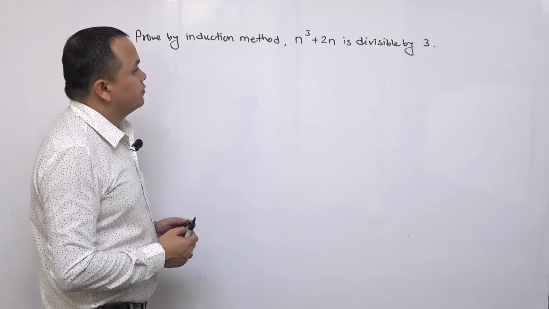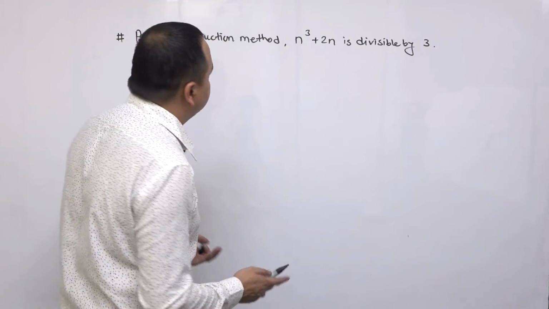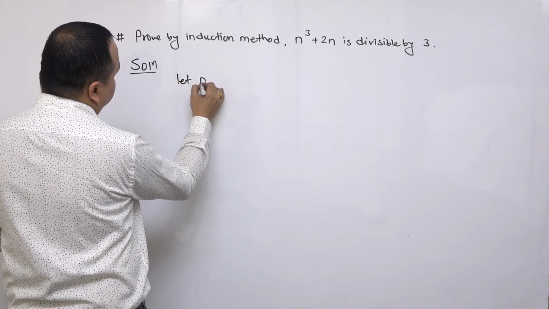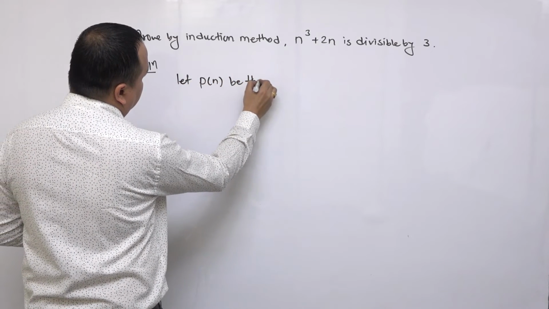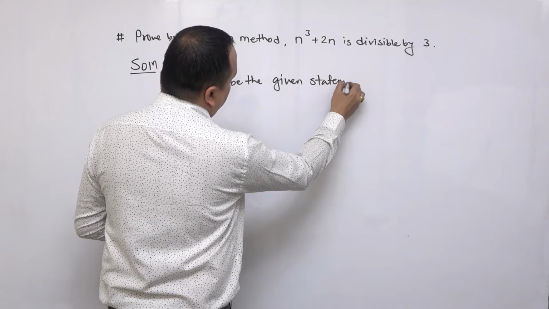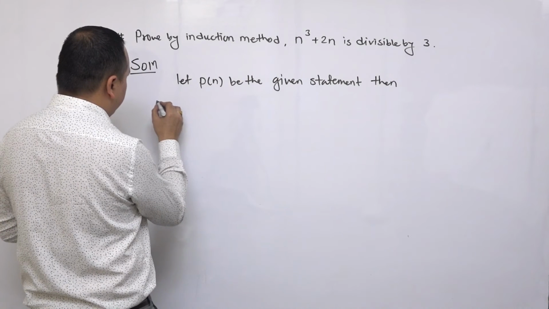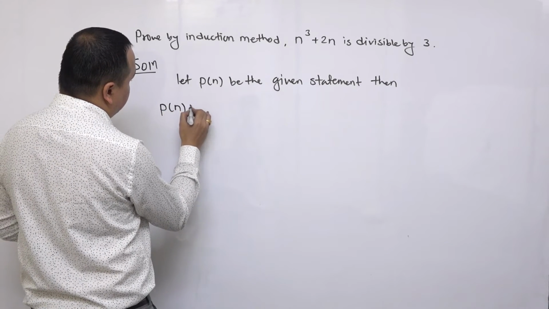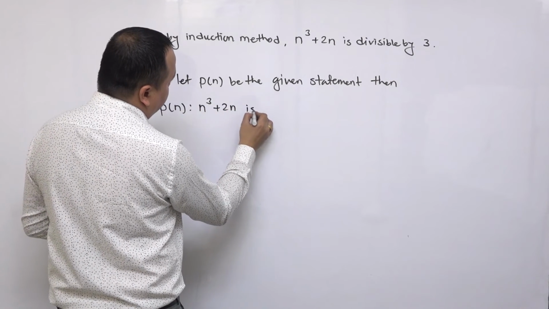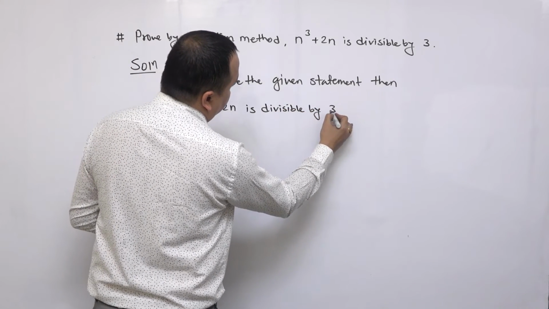Another example: n cube plus 2n is divisible by 3. First of all, let Pn be the given statement. Then Pn such that n cube plus 2n is divisible by 3.